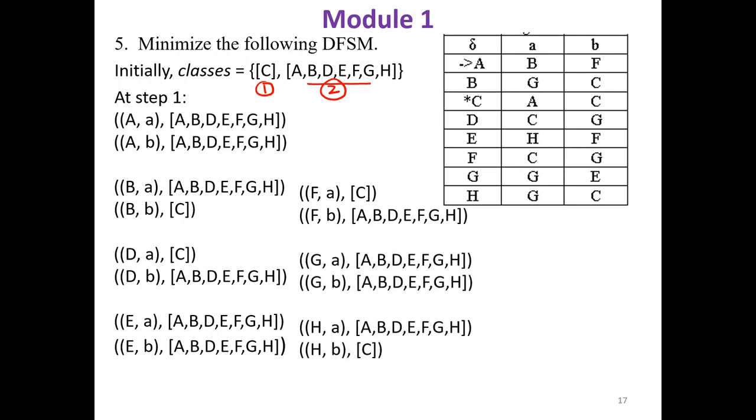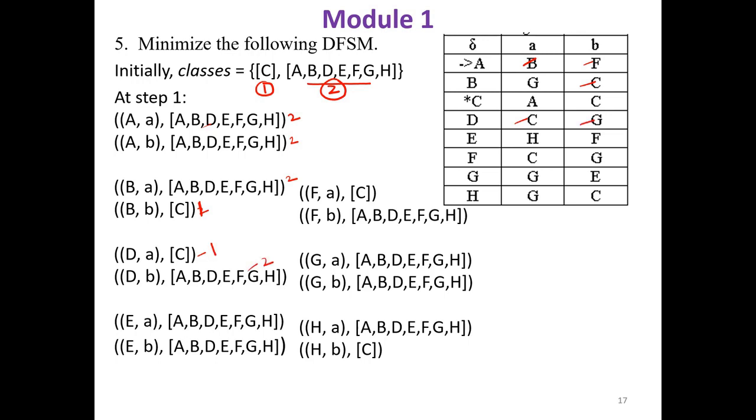So let's see. AA goes to B. B is in class 2. So AA goes to class 2, that is {A, B, D, E, F, G, H}. Similarly, AB goes to F. F is in class 2. BA goes to G. G is in class 2. BB goes to C. C is in class 1. DA goes to C, class 1. DB goes to G, class 2.